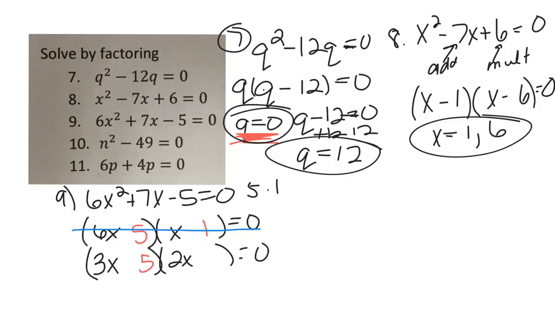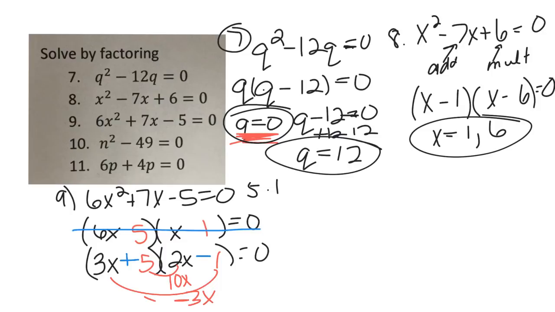If I put a 5 here and a 1 there, my outside is 3 and my inside is 10. Well, 3x and 10x will give me 7 if I subtract the 3. So that means the 1 here is going to be negative and the 5 will be positive.